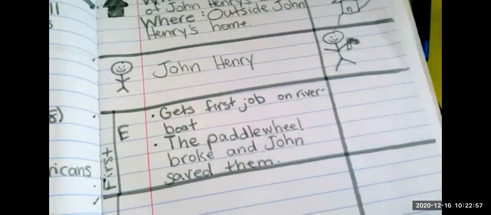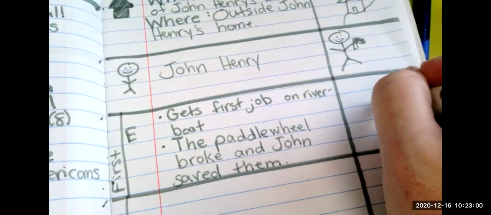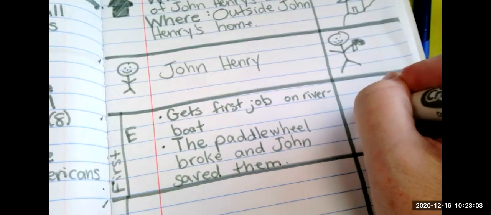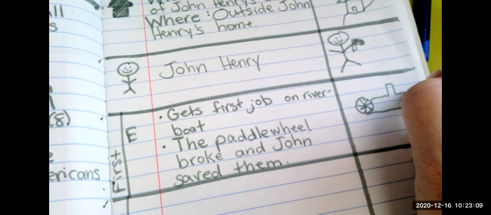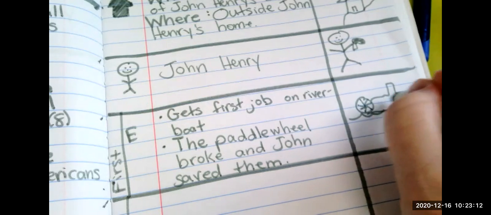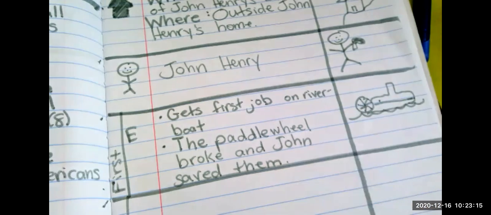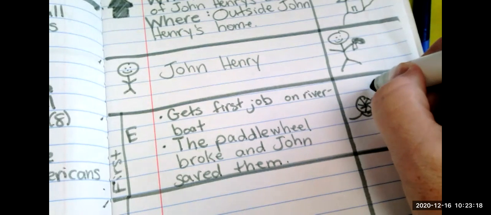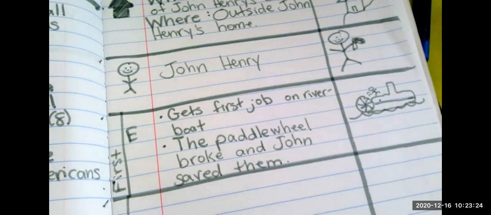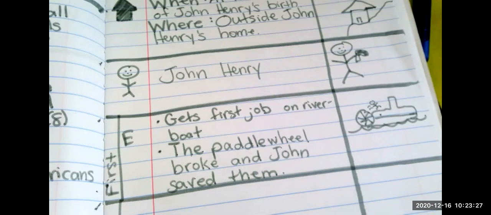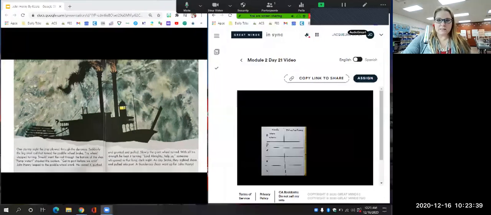All right, and then if you want to do your illustration, I'm gonna try to make a paddle wheel. There's my boat. All right, so there's my boat. And I'm gonna put John Henry. He's jumping down to the paddle wheel. He's gonna jump down and save them. Art was not my major. Okay, so let's go back and we're gonna listen to some more of the story to see what the next main event is.